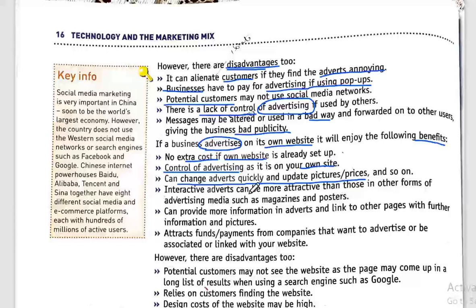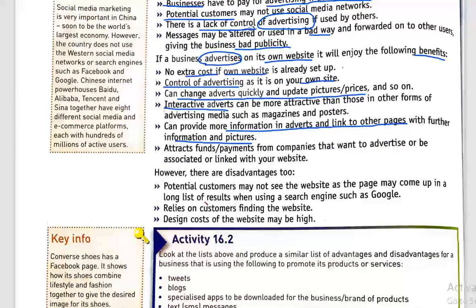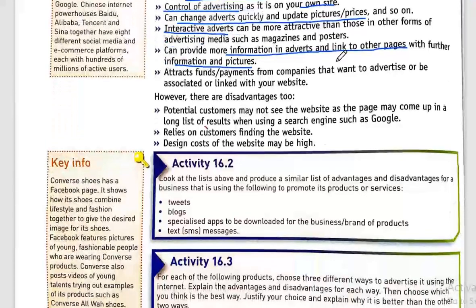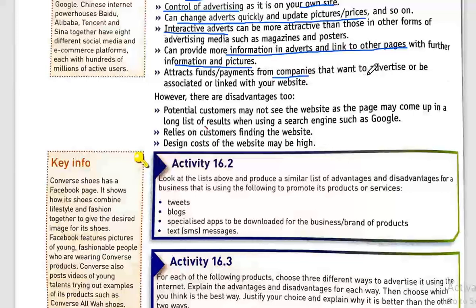And also interactive adverts can be more attractive than those in other forms of advertising media such as magazines and posters. So I can put interactive advertisements on my website, can provide more information in adverts and link to other pages with further information and pictures. So since it's the business's own website, they're going to be free about what they actually post on the website. It attracts funds and payments from companies that want to advertise or be linked with your website. So if any other business wants to advertise on the website, as a business I will get more payment and more funds, more money.